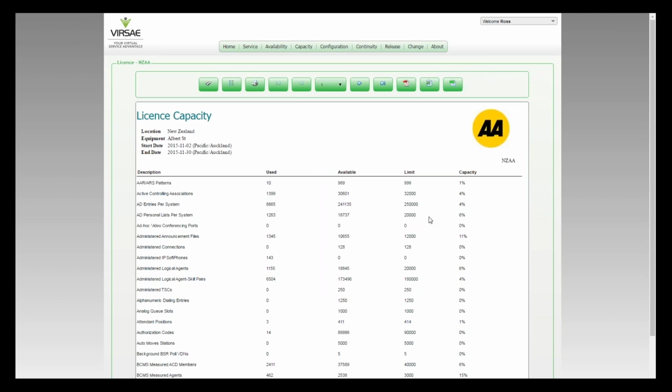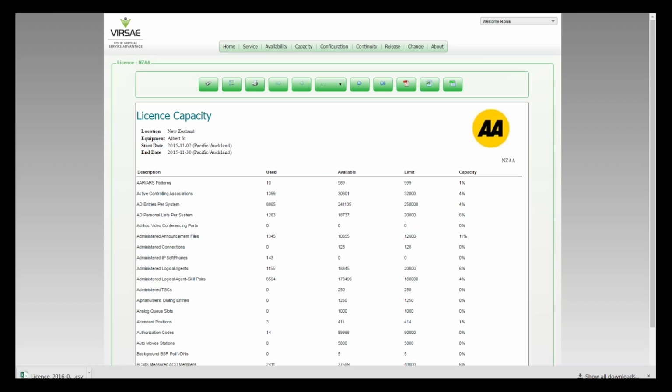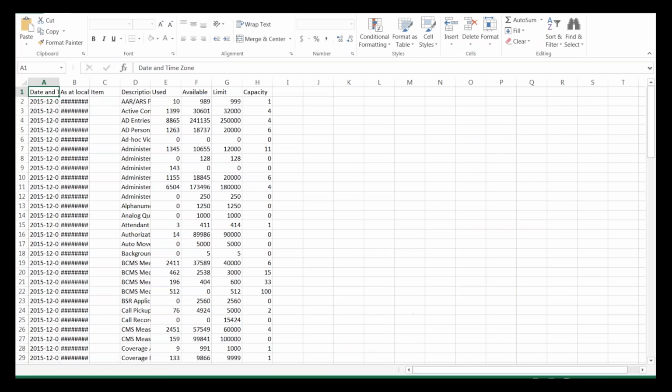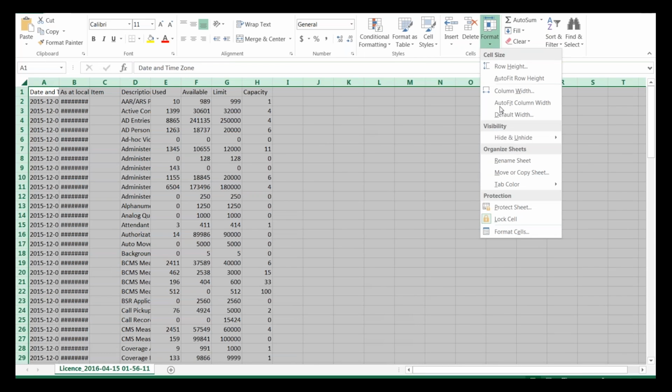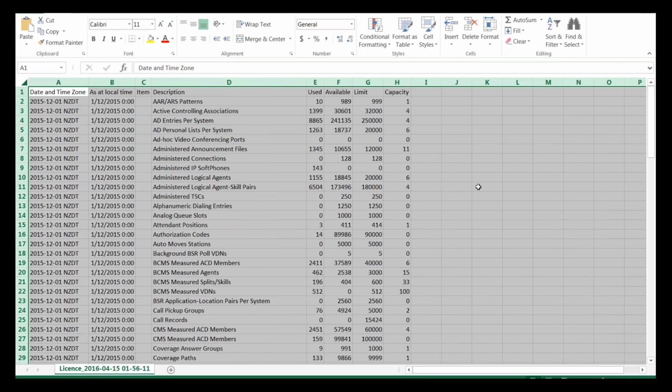So here's the report that's been formulated. It's sorted by default in alphabetical order for the licenses. If we want to process that a little bit further, the best thing to do is to export that via CSV. Here it is, that's come down from the cloud onto my local workstation, and I've now opened that in Excel. I select all cells, format, auto fit column width. I've now got all of the cells in a position where we can read all of the text.